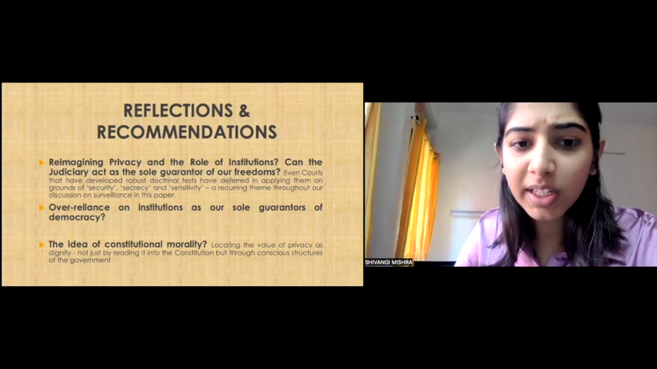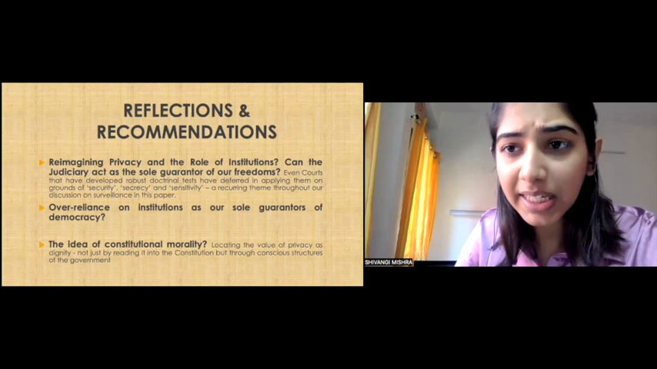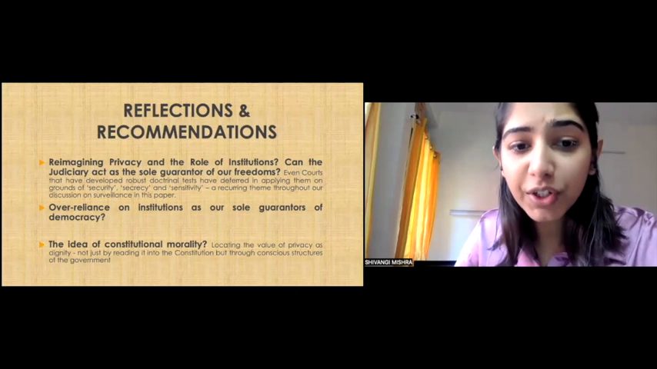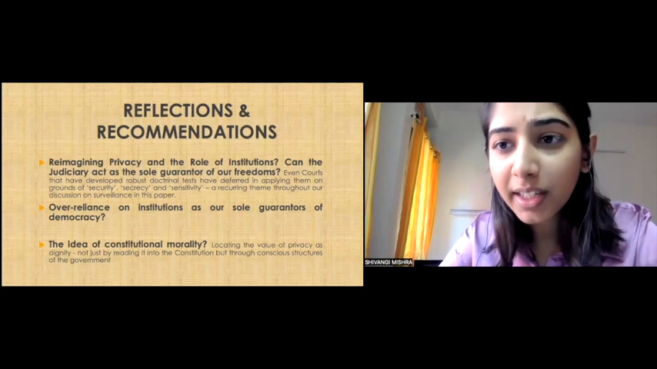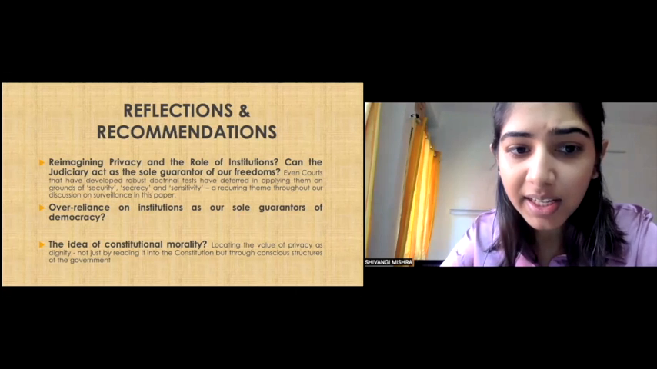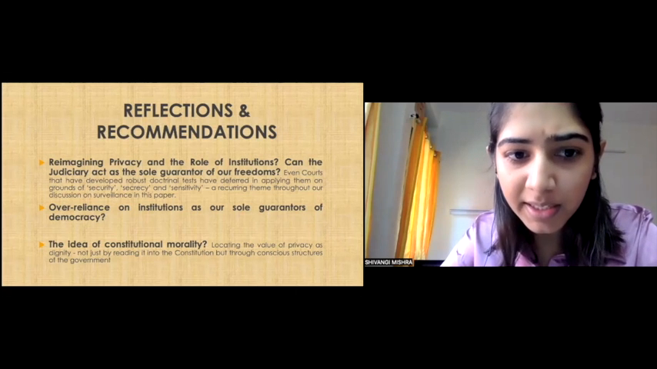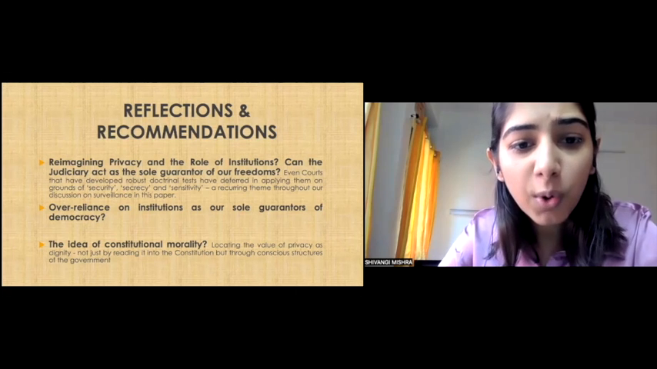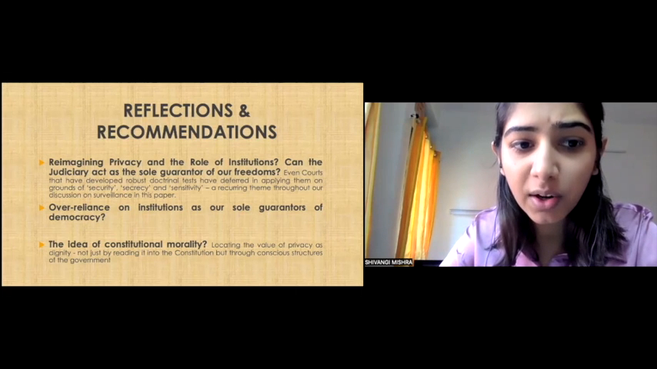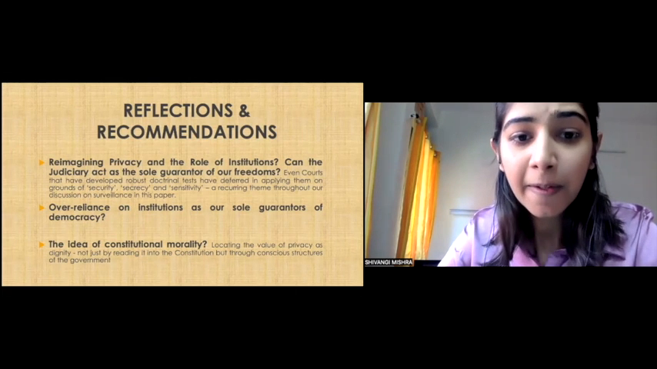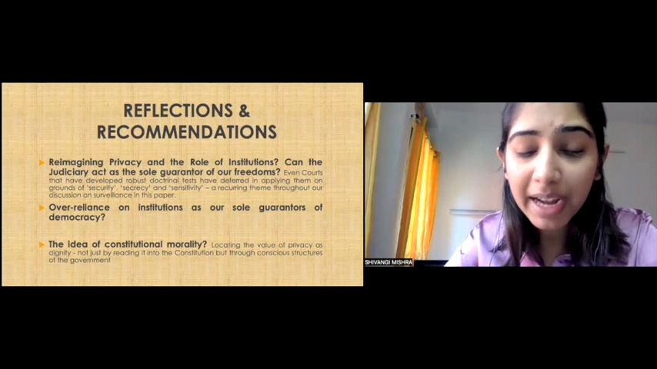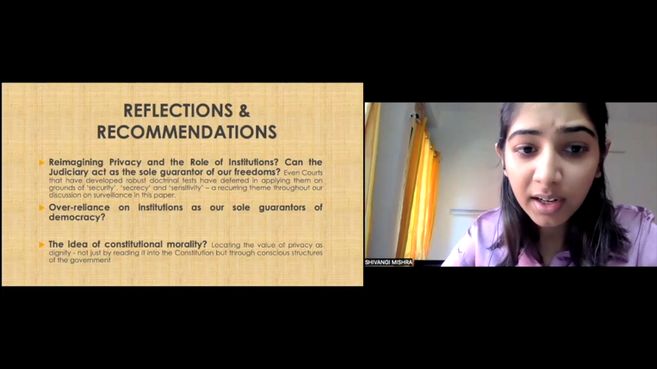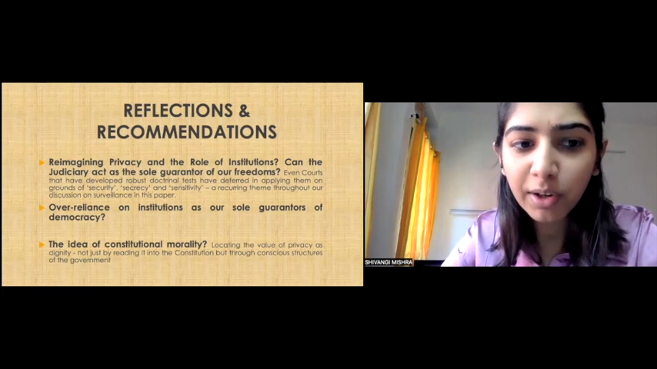These micro-assaults on the individual's right to privacy, as demonstrated in the preceding text, appear only beneficial to the public interest and harmless when they are viewed in isolation. To the extent that the Indian courts refuse to fight these individual battles that either appear too small or too non-partisan, the courts are fortifying the formation of a surveillance state by allowing them on the grounds of security, secrecy, and sensitivity, which has been a recurring theme throughout our discussion. And in such a situation, I argue that perhaps an over-reliance on these institutions as sole guarantors of democracy may not be the best approach.